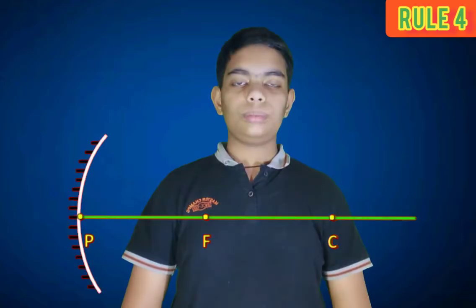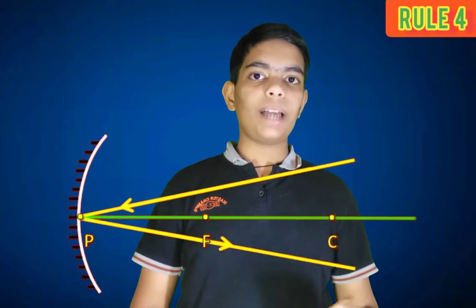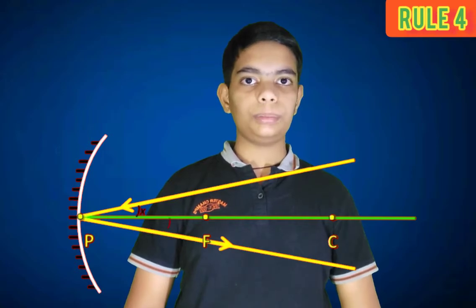So here's the last and the final rule. The ray which falls on the pole of the spherical mirror reflects back obeying the laws of reflection. Here friends, if you consider the principal axis as the normal, then angle x is equal to angle y. So friends, here you can see the case in the concave mirror. The ray which falls on the pole is reflected back obeying the laws of reflection. And here's the case in the convex mirror.